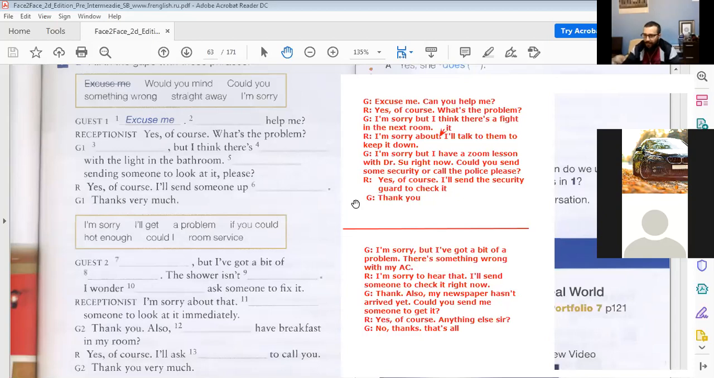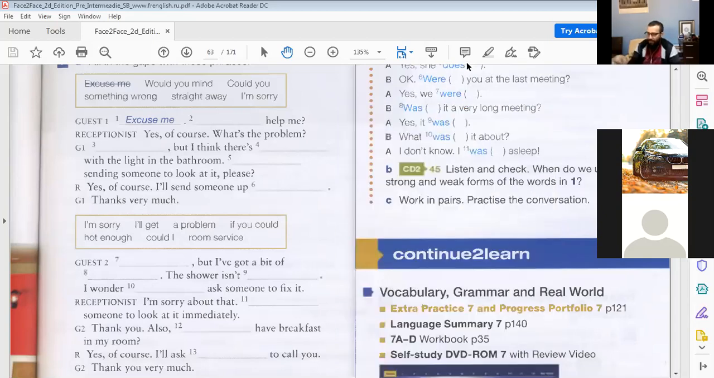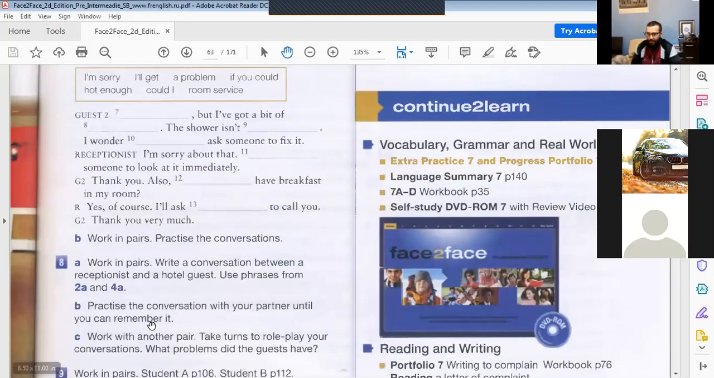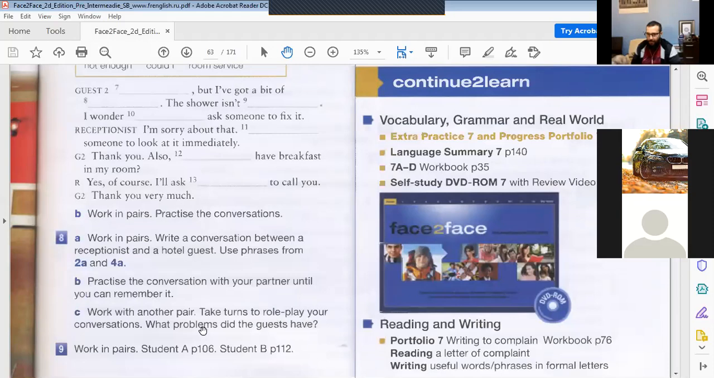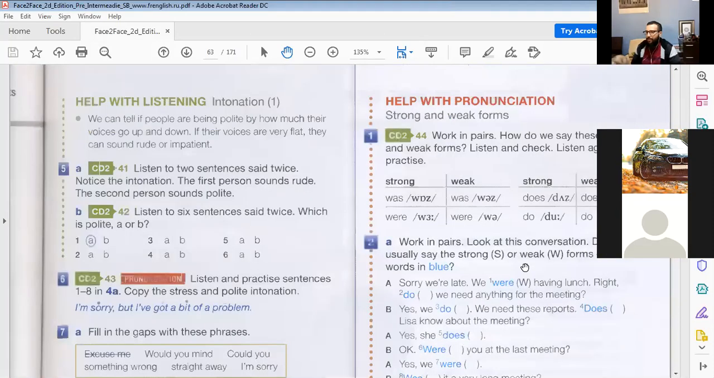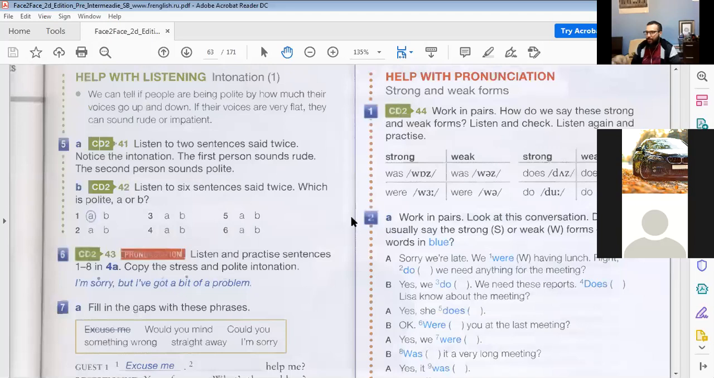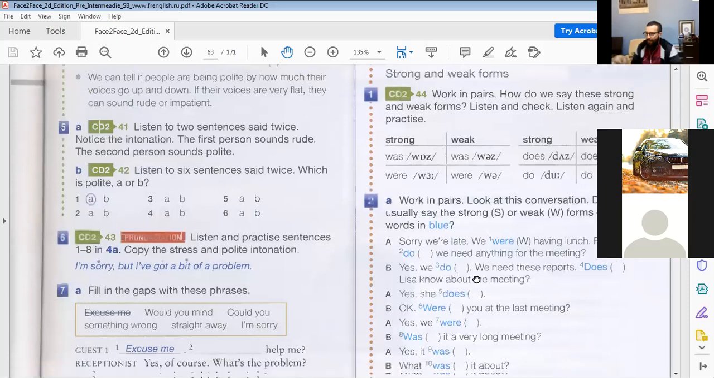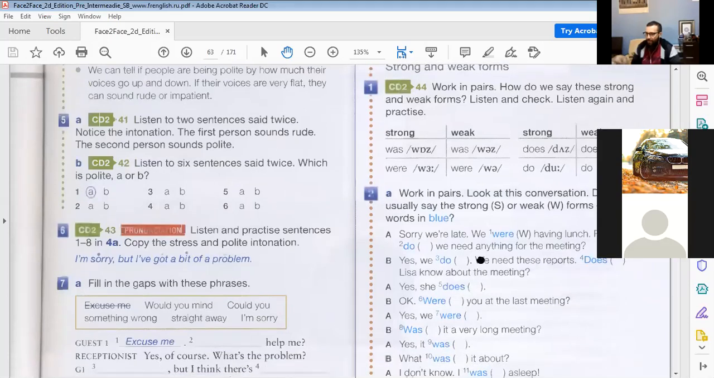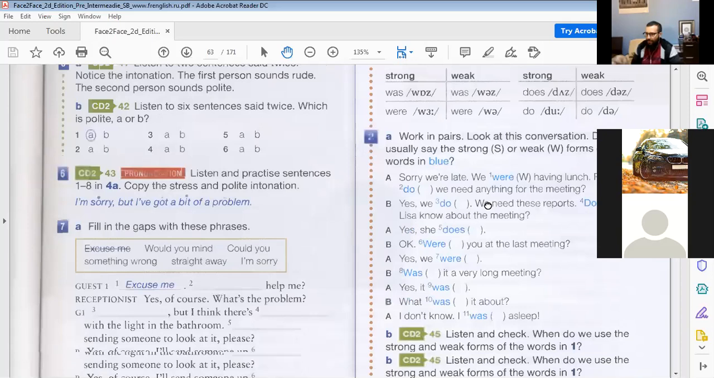All right, nice. So this is just an example of normal conversations that happen in a hotel between the guests or the customers and the receptionist. So we practiced this. We did some roles. Okay, so we finished also number 8. Okay, so let's talk a little bit about strong and weak forms. I think we've talked about them before, but let's just do it as quickly as we can.